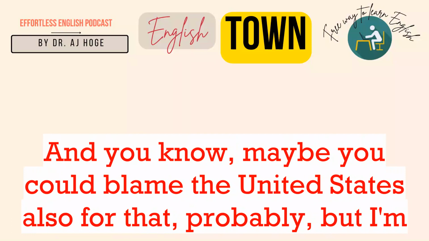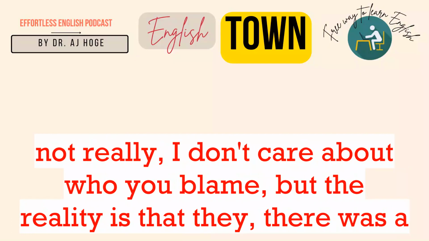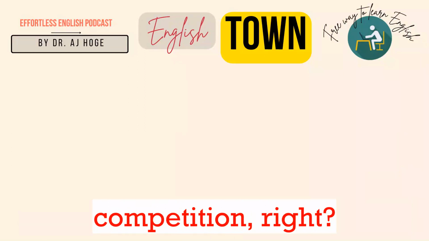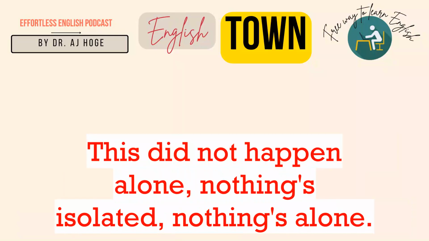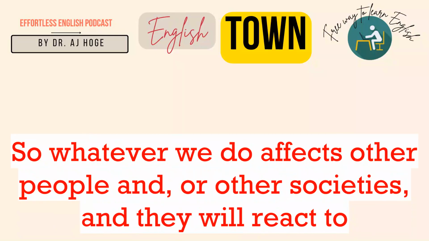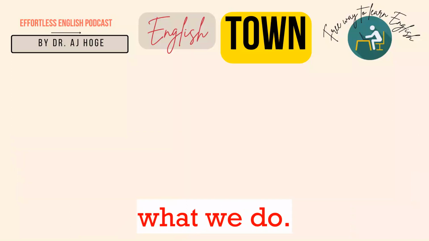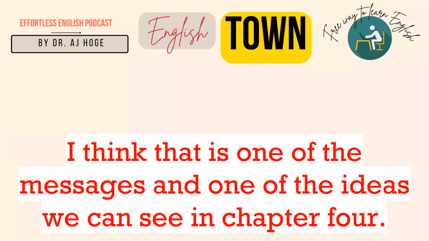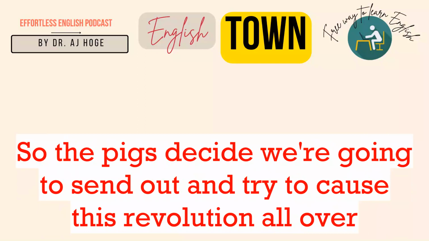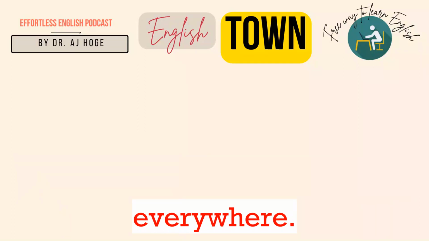And maybe you could blame the United States also for that. Probably. But I don't care about who you blame, but the reality is that there was a competition, right? This did not happen alone. Nothing's isolated. Nothing's alone. So whatever we do affects other people, and other societies, and they will react to what we do. I think that is one of the messages and one of the ideas we can see in chapter 4. So the pigs decide we're going to send out and try to cause this revolution all over, everywhere.